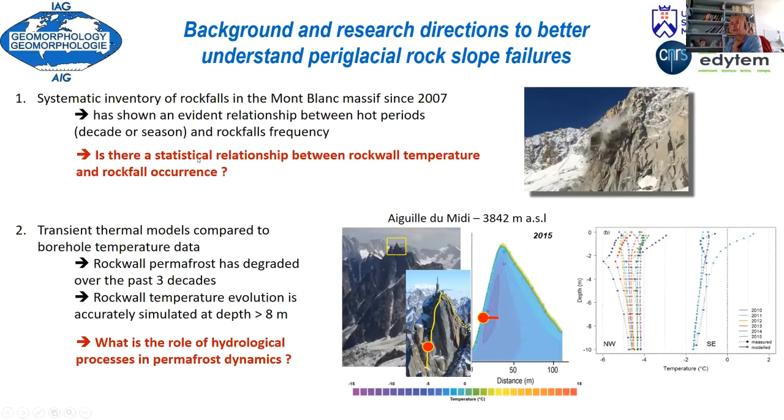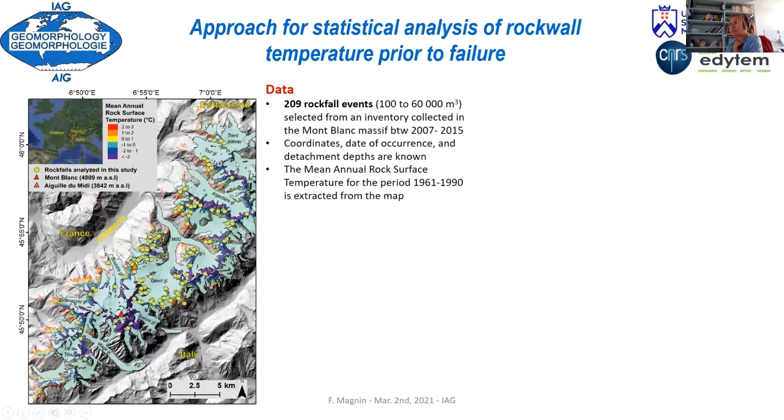So with this inventory of rockfalls, we try to determine whether there is a statistical relationship between rockwall temperature and rockfall occurrence. And with this transient thermal model, we also try to incorporate hydrological processes to determine their role in permafrost dynamics. So I will first start by presenting this statistical analysis.